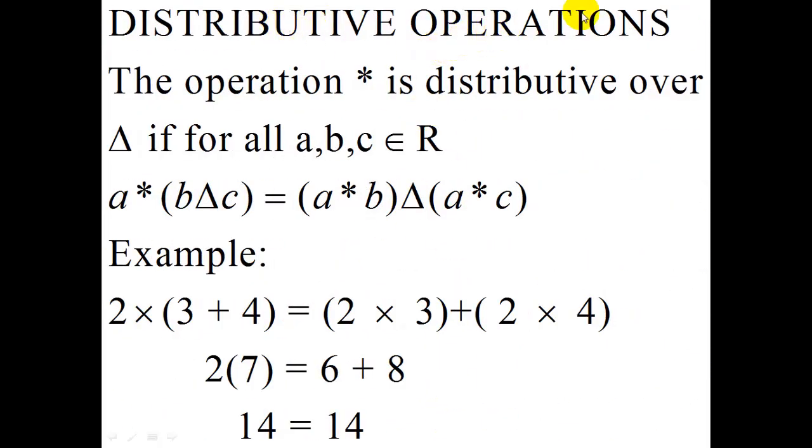Now, distributive operations. With the distributive operations, we consider two different operations. Now, the operation is distributive over this operation if for all A, B, C belonging to R, A operated on (B operated on C) is equal to (A operated on B) operated on (A operated on C). This is the distributive property.